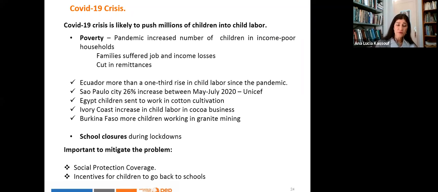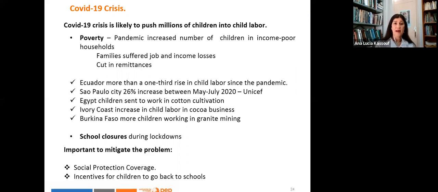And some of the research available right now, during this period of the pandemic, is showing that in Ecuador, more than a third rise in child labor. In São Paulo City, there is research by UNICEF showing almost a 30% increase in child labor. In Egypt, many children were sent to work in cotton cultivation, Ivory Coast in cocoa business, Burkina Faso in granite mining. So we already see data showing the increase in child labor.